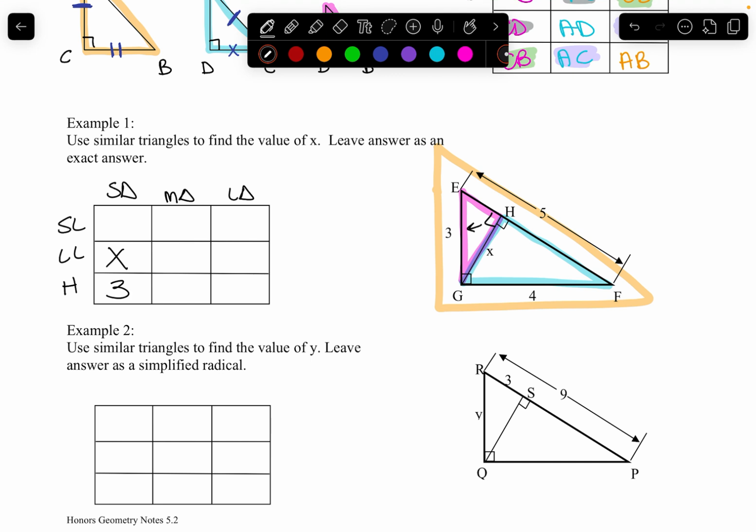In my medium triangle, the short leg is also going to be x. I'm trying to erase without erasing everything. Sorry if this is annoying. Okay. My long leg, I do not have a long leg, but I do have my hypotenuse, that is 4. And then in my big triangle, my short leg is 3, my long leg is 4, and my hypotenuse is 5.